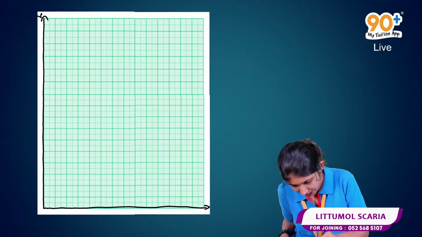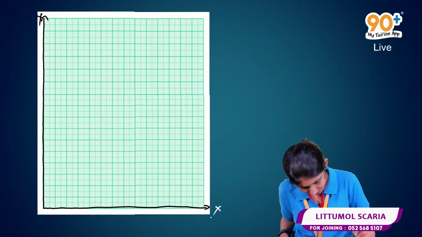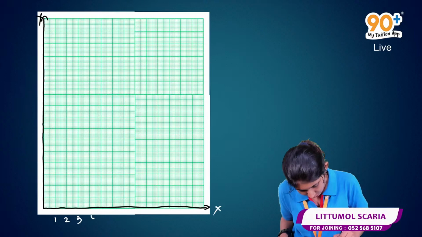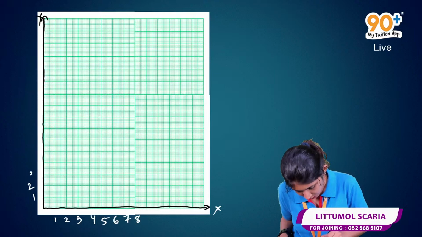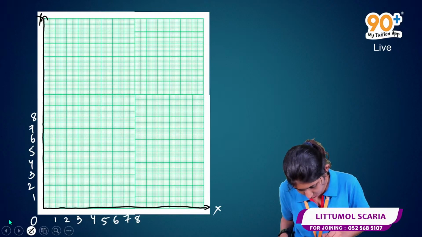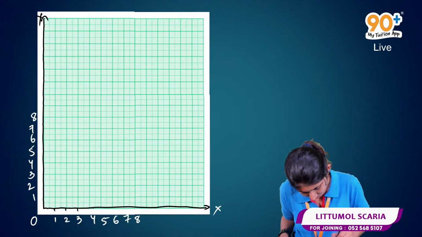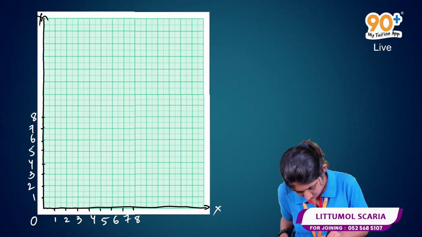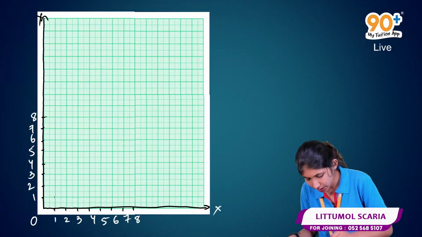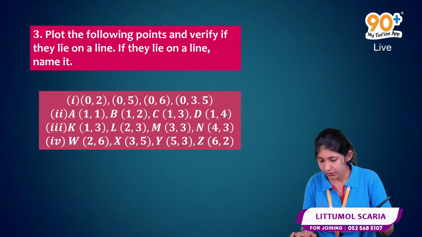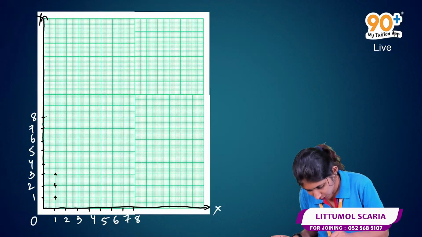Yes, mark the x-axis and your y-axis. Yes, 1, 2, 3, 4. 1, 2, 3, 4, 5, 6, 7, 8. 0 as well as the origin. Then 1, 1, 1, 2. Did you mark on your paper? 1, 1, 1, 2, 1, 3, 1, 4.